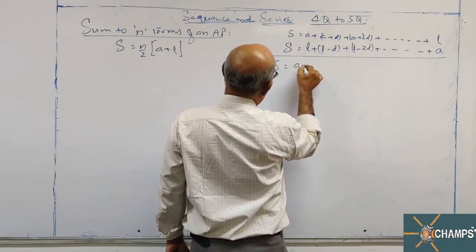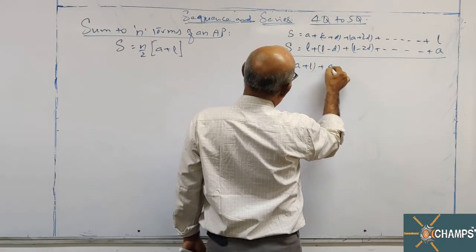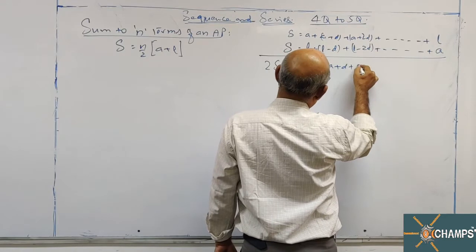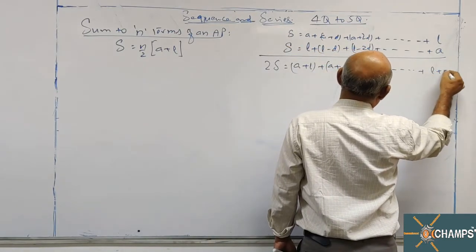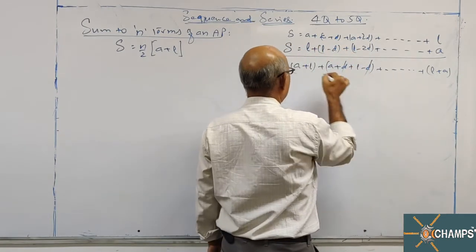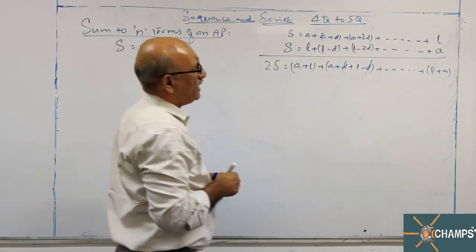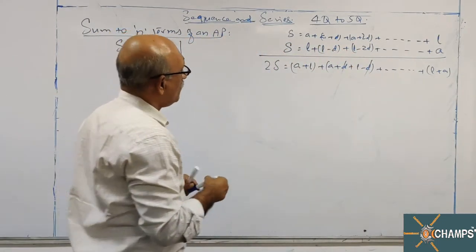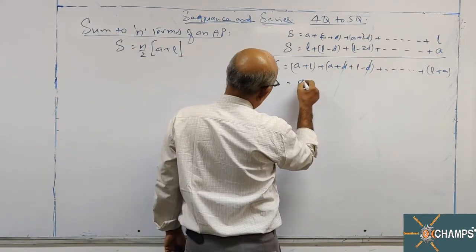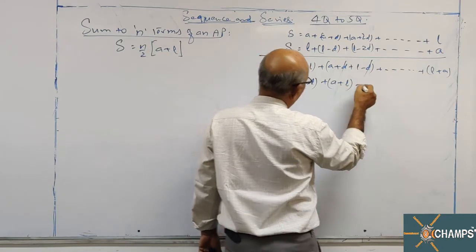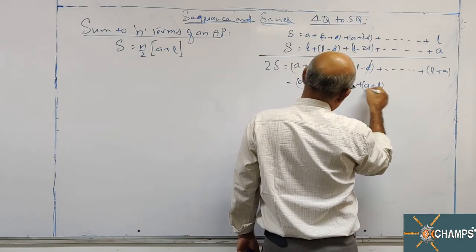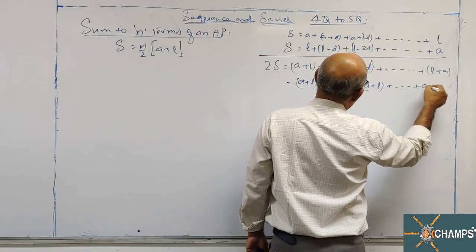2S is equal to a plus l, a plus d plus l minus d, etc., plus l plus a. Plus d and minus d cancel. So this is equal to a plus l, a plus l, a plus l, etc., plus a plus l.